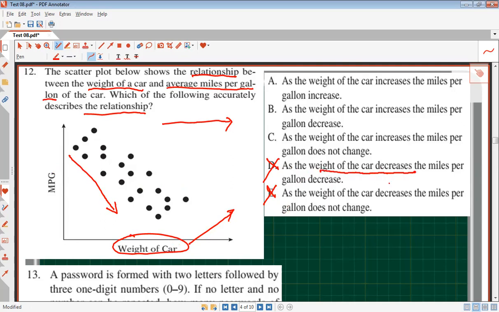Weight of car decreases, and we just looked at the miles per gallon decreases. Option B.